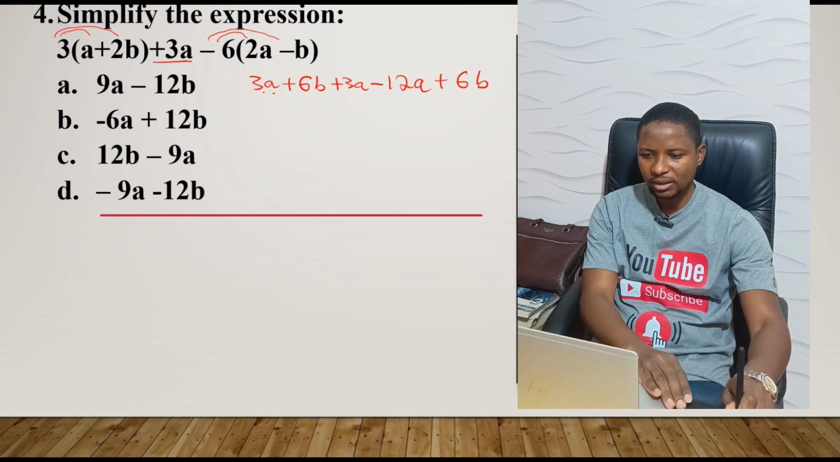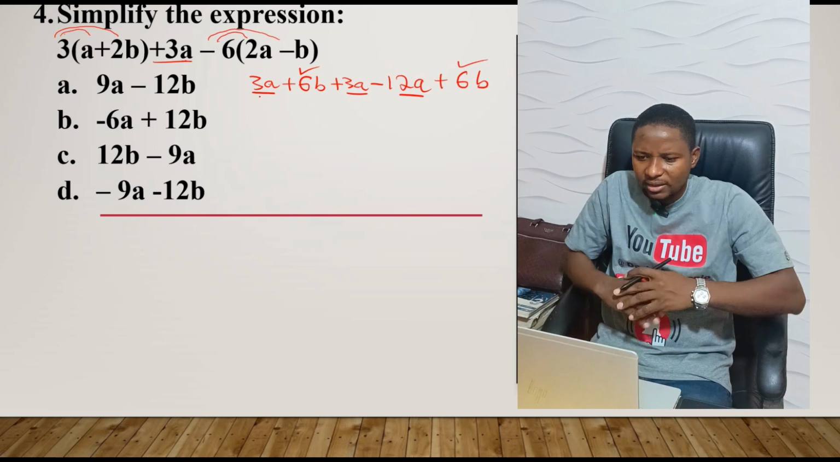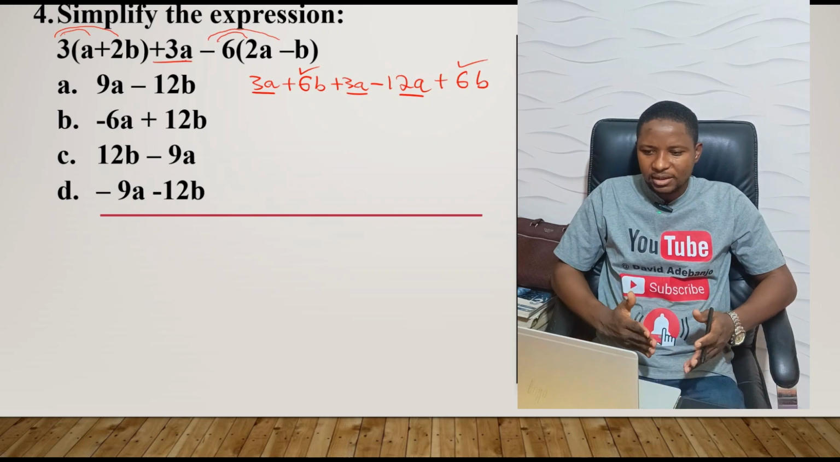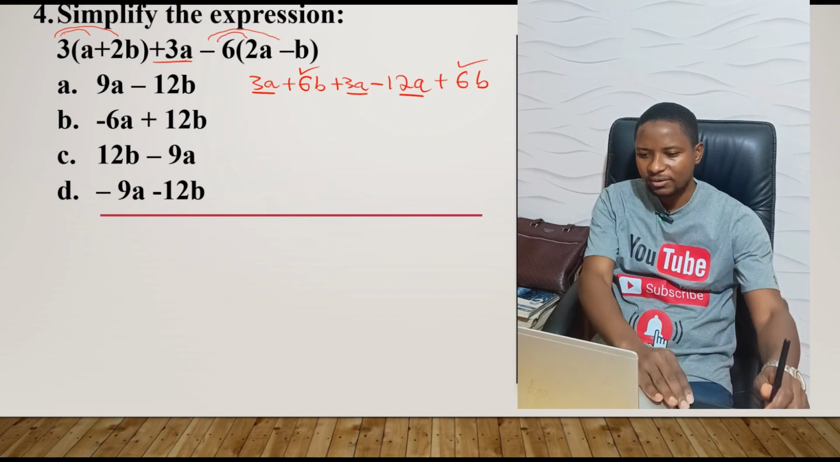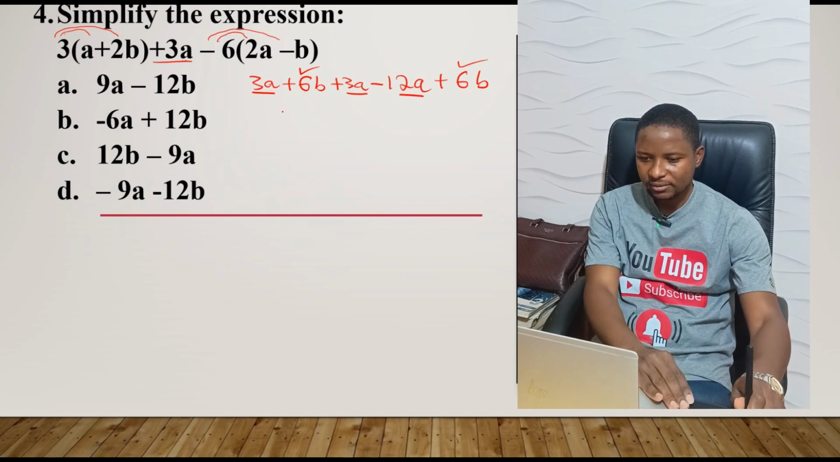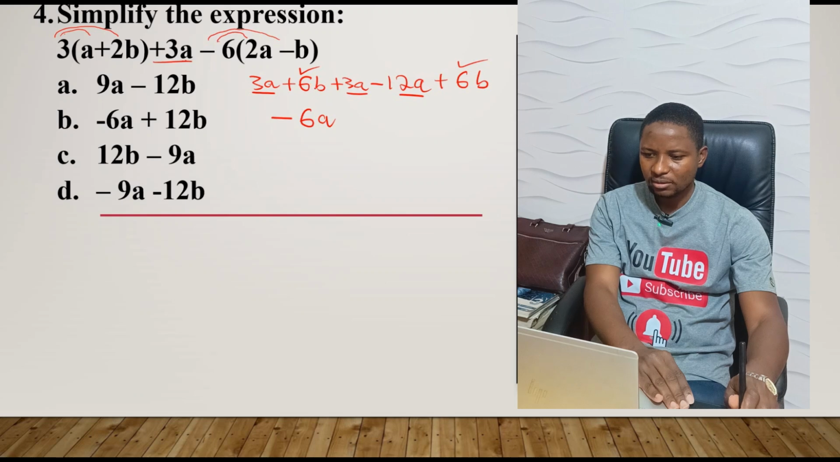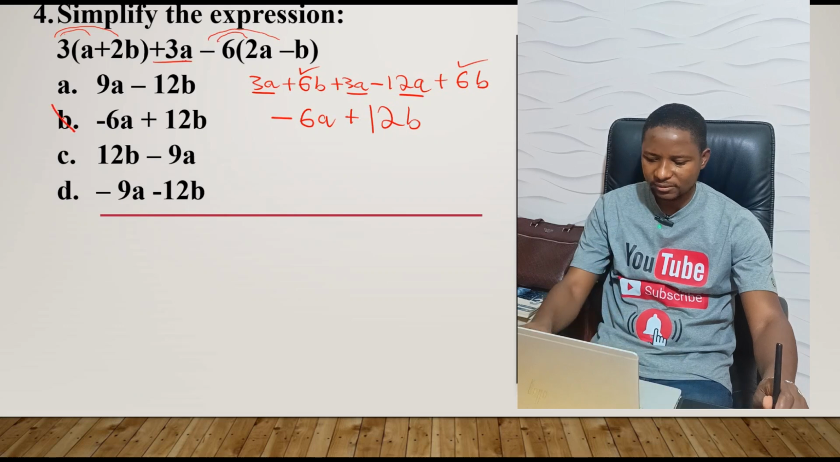And then look at all the A's. Deal with them separately, then the B's, deal with them also separately. So let's go with the A's. We have 3A plus 3A, that's what? 6A. 6A minus 12A, that will give you minus 6A. Then for the B, 6B plus 6B, that will give you plus 12B. And that is it. If you look at the options, B is our answer.